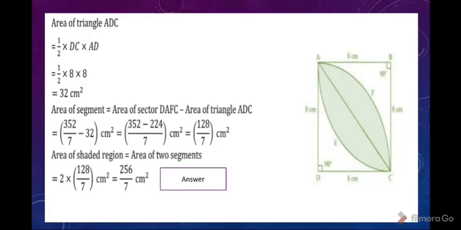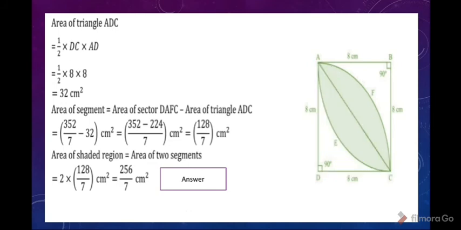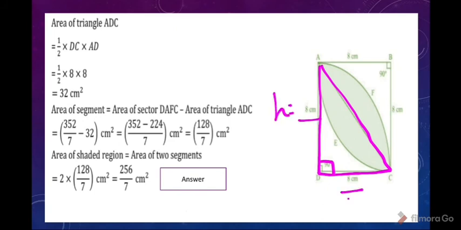Okay, now next you will find, so what you got in the previous slide, you got the area of this whole portion, right? Now you will find the area of ADC triangle. As you can see, this ADC triangle is a right angle triangle because D is 90 degree. Base is equal to 8 and height is also equal to 8. So the area will be half into base into height, that is 32 centimeter square.